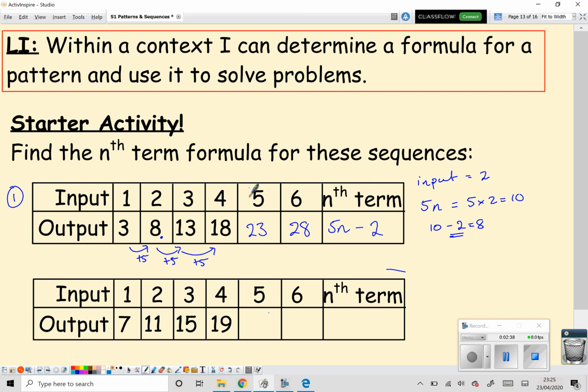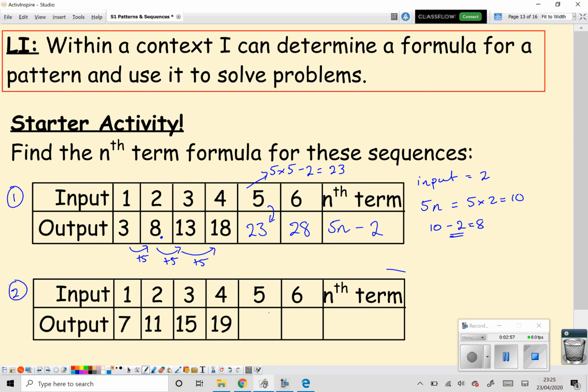Let's test it on 5. Let's do 5 times n. Well, n is 5 this time, so 5 times 5 is 25. Take away 2 is 23. Aha, that's what's in the table. Let's do it again for the second table.